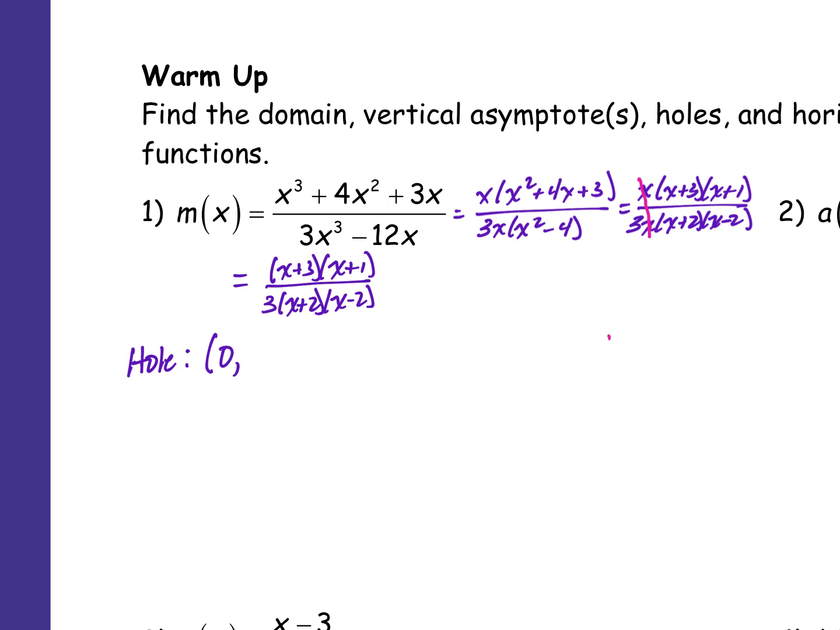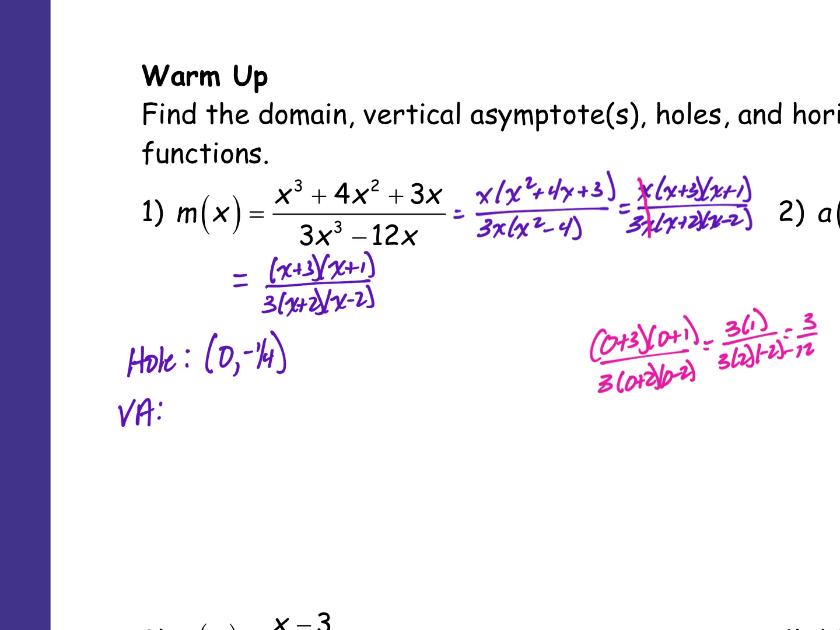I'm just going to come over here and do that. So I get 0 plus 3 times 0 plus 1, all over 3 times 0 plus 2 times 0 minus 2. So that's a 3 times 1 over 3 times 2 times negative 2, which is 3 over negative 12. So that would be negative 1/4. Okay? So there's my hole.